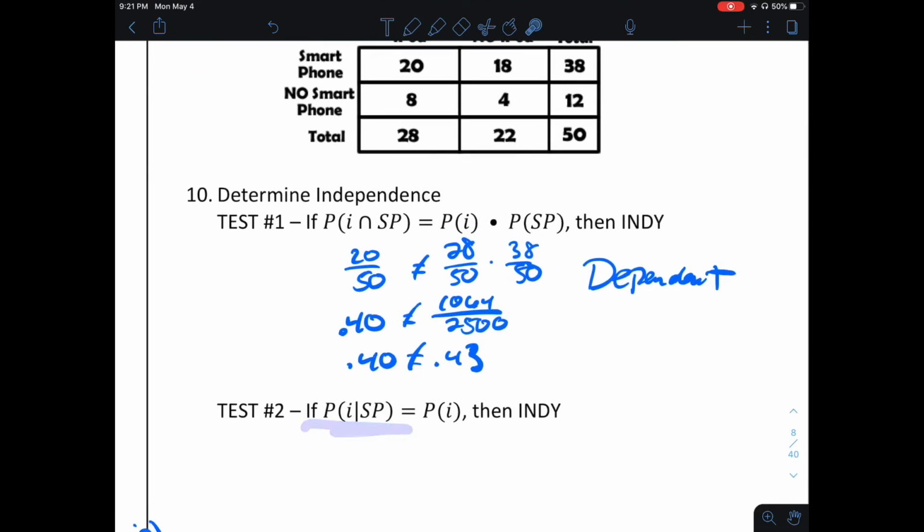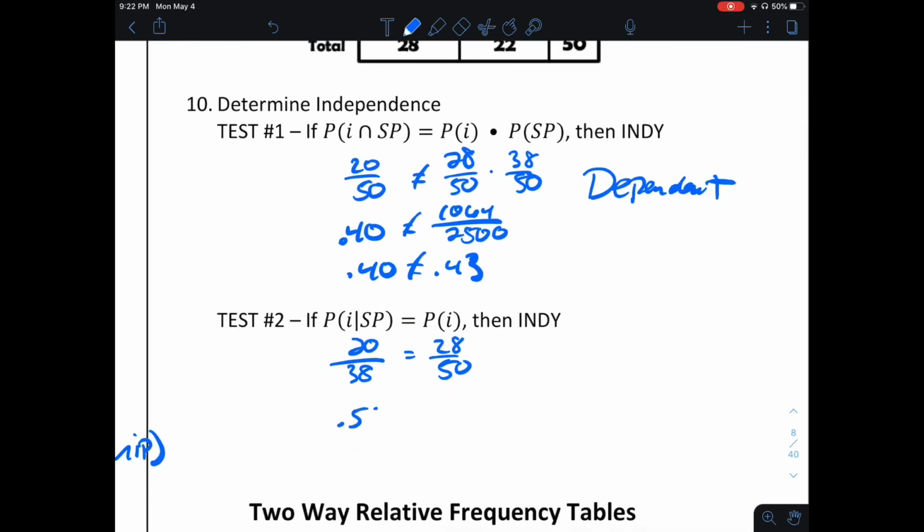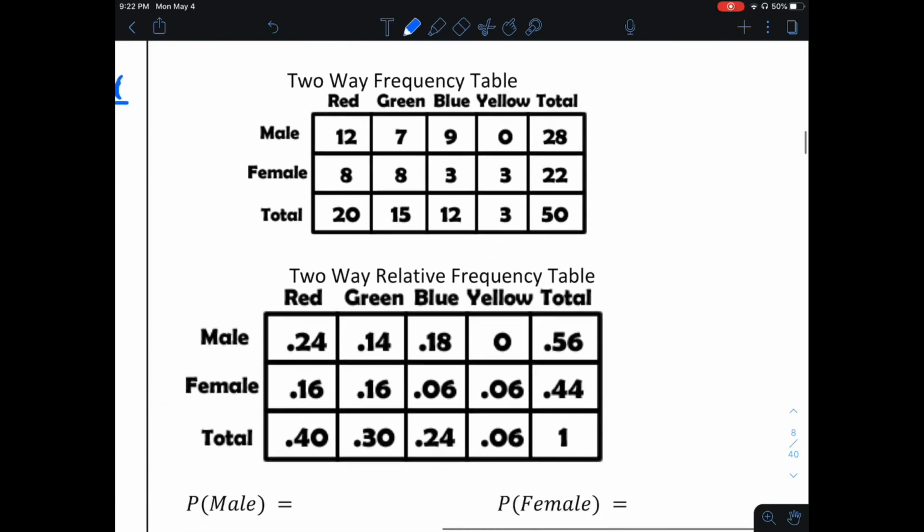Let's check this out. If this is true, then it's independent. This is the second test, which it obviously isn't going to be because I already figured out it wasn't, but let's just show you how this works. What's the probability that someone has an iPod given that they have a smartphone? So there are 38 people that have a smartphone. Of those, the ones that have an iPod are 20, so that's 20 out of 38. What's the probability that someone just has an iPod? Well, that's 28 out of 50. This is 0.52 and 0.56. Those are not equal. These are not independent. That's how you do those tests.